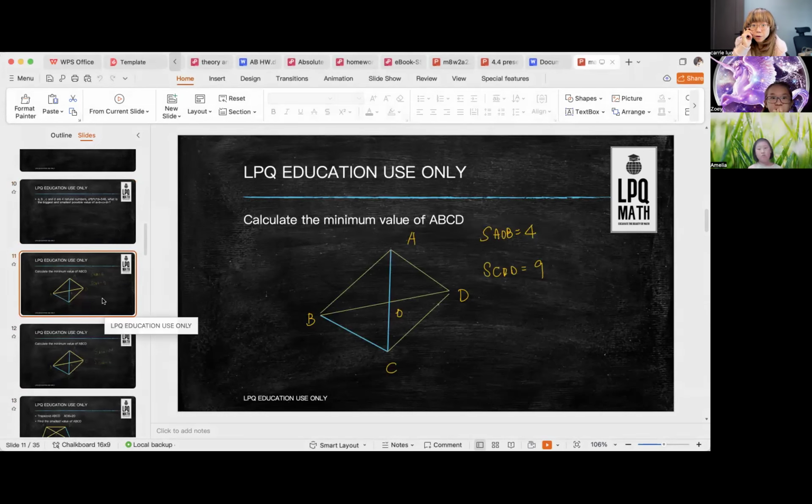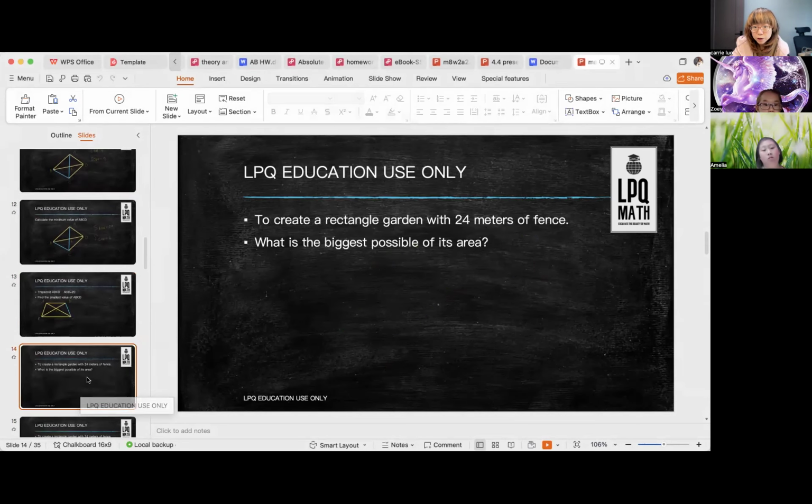For this one, I think we cannot do that because you didn't learn this part yet. Okay, so let's take a look at this one. 那个我们到时候再学啊，因为那个 area 还没学过。To create a rectangle garden with 24 meters of fence, what is the biggest possible area?